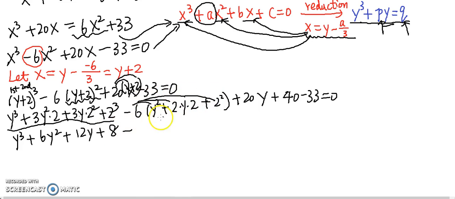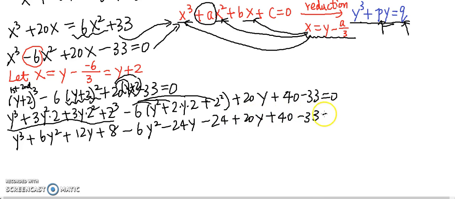We will get minus 6y squared minus 24y minus 24 plus 20y plus 40 minus 33. Now we're going to combine like terms. We get y cubed and the 6y squared. Notice that here 6y squared cancels -6y squared, so we don't have a y squared term anymore. So this formula right here, when we use it, we should always get rid of this.